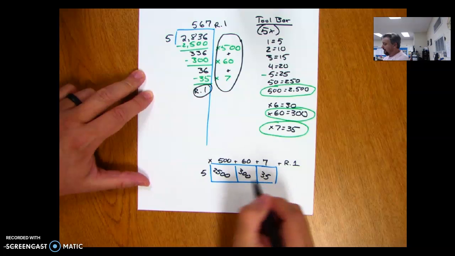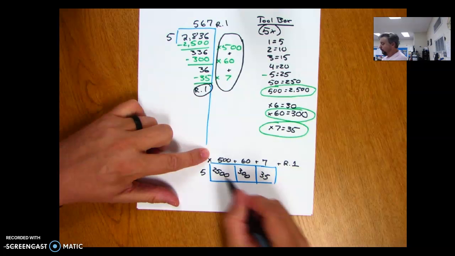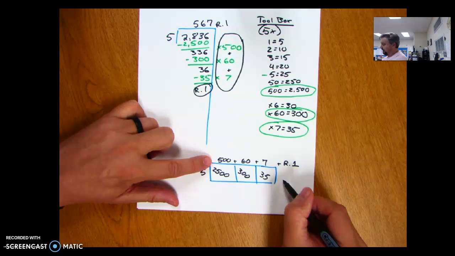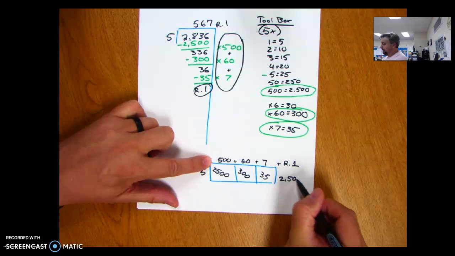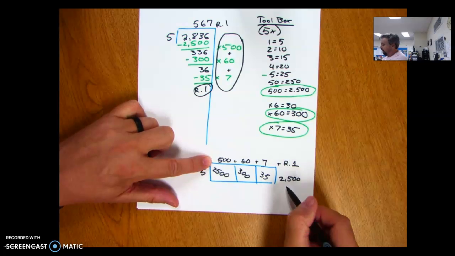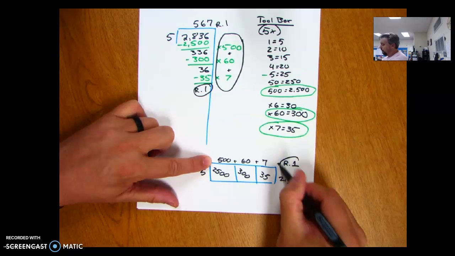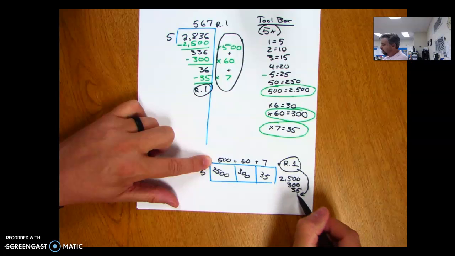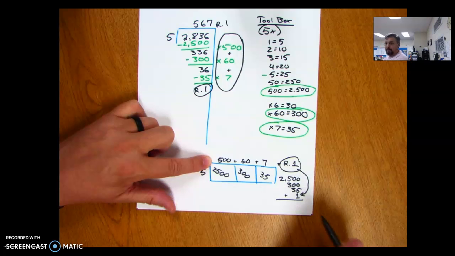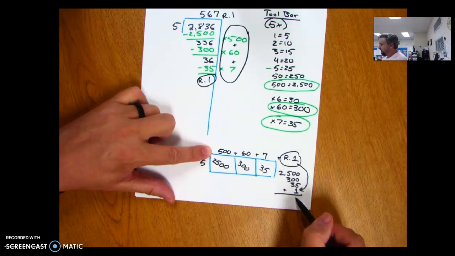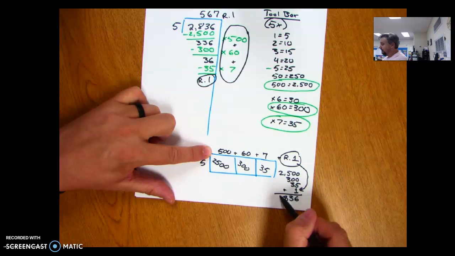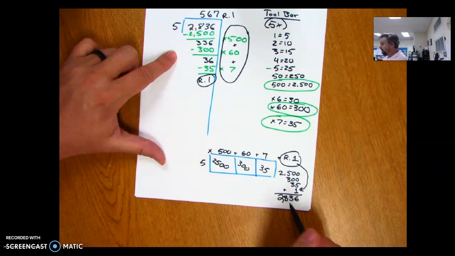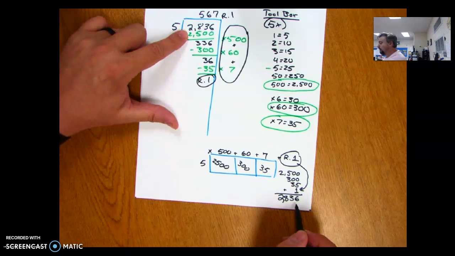And now I'm going to combine these together, my partial products right here. We have 2,500. We have 300. We have 35. And we can't forget our remainder is 1. So as we combine this together, we have a 6, we have a 3, we have an 8, we have a 2. And if this matches our dividend, which it does, then that means our quotient is correct.